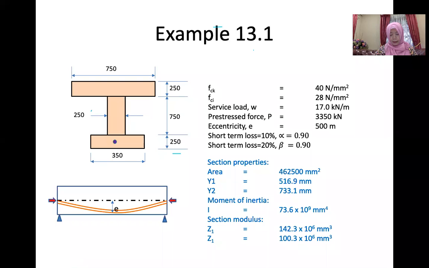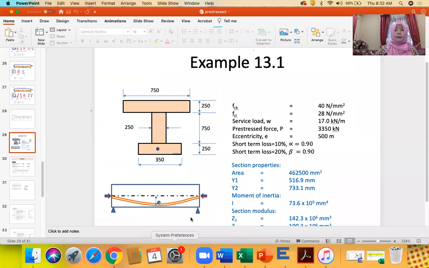If you read the question, it has an initial pre-stress force of 4,000. The initial pre-stress in your book is 4,000, but in my book, the old book, it is 3350. And during the transfer, the loss is 10%. Therefore, the value of alpha is 0.9, 100% minus 10%. And then the short term loss is 20%, so this is 0.8. Typo error here. This is 0.8.